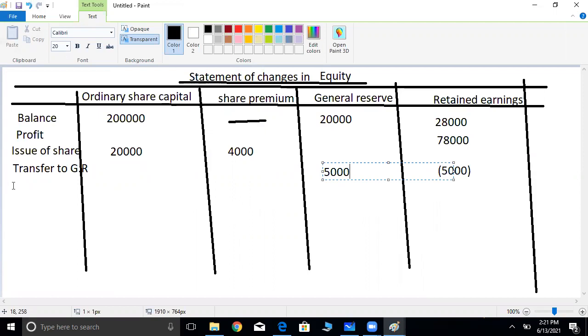Now I will subtract the interim dividend, because dividend is given and that will be subtracted. Dividend you have to pay.